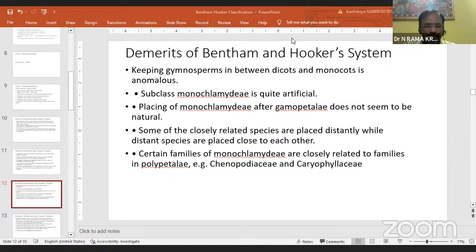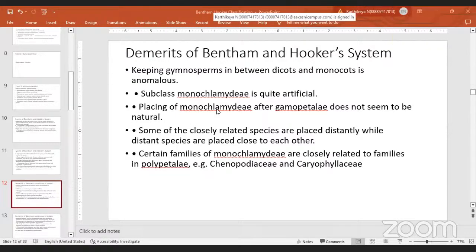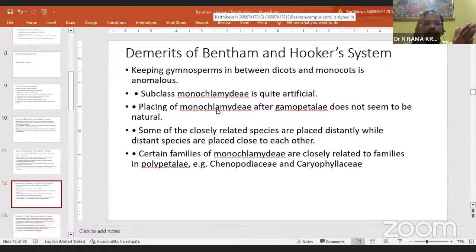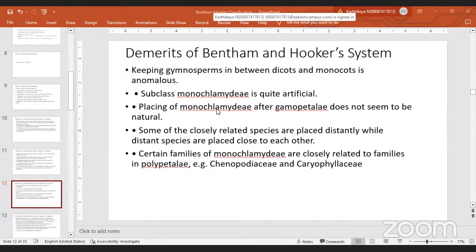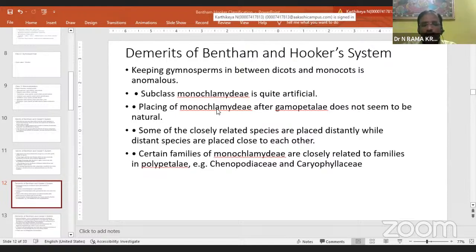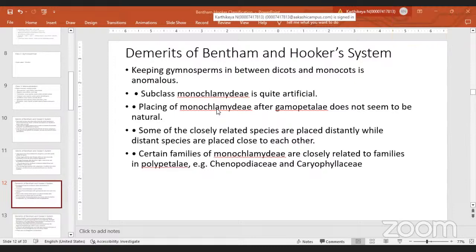The merits are completed. And now you see, what are the demerits? Merits are there, demerits are there. Before going to the demerits, you see here, first one is the dicots, gymnosperms, and monocots. In these three groups, which one is advanced, which one is primitive? Please tell me here. Primitive is gymnosperms, sir. Primitive, gymnosperms. Yes. In this entire three groups, which one is primitive, which one is advanced? Gymnosperm is primitive, sir. Dicot may be advanced.